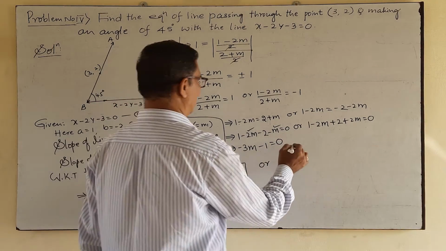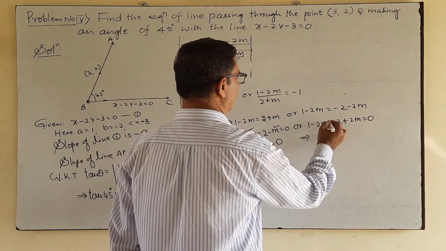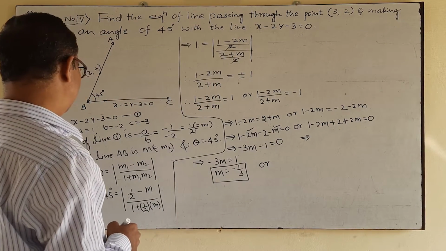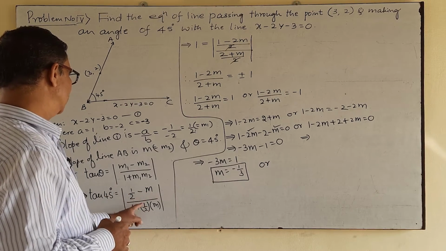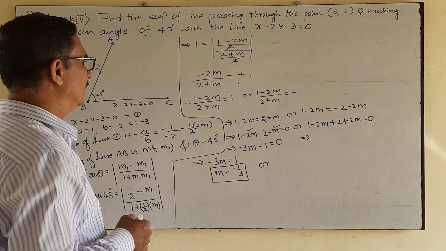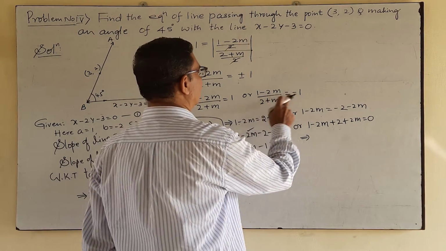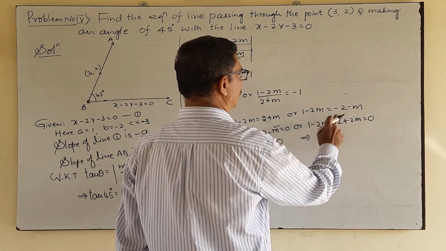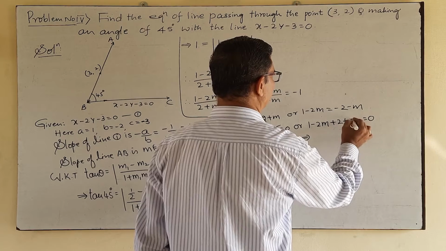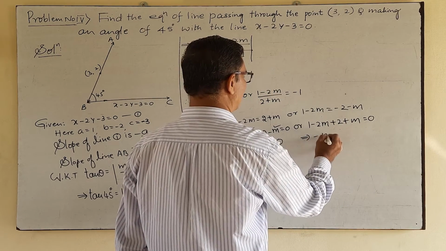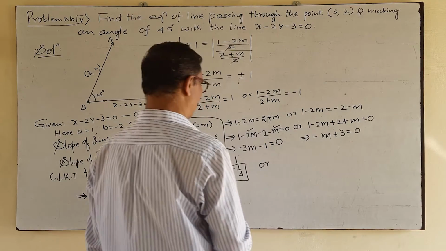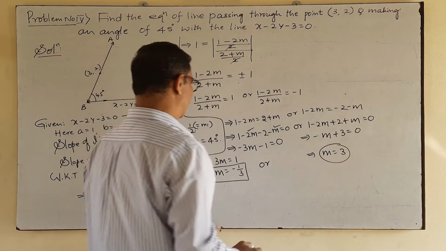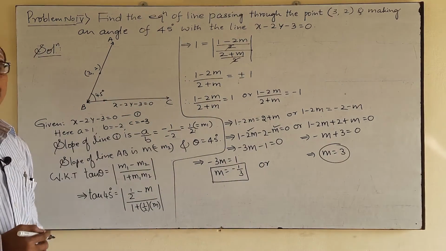Or see what happens, minus 2m plus 2m, that is cancel. Check it. 1 minus 2m by 2 plus m is equal to minus 1 minus 2. Sorry, here cross multiply minus 2 minus m, not 2m, minus m. 1 minus 2m plus 2, this is plus m. So minus 2m plus m minus m plus 3 is equal to 0, implies m is equal to plus 3. So m value minus 1 by 3 or m value 3.